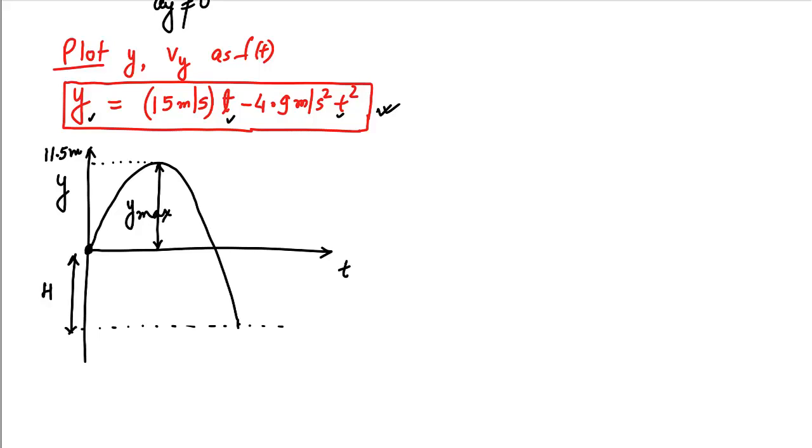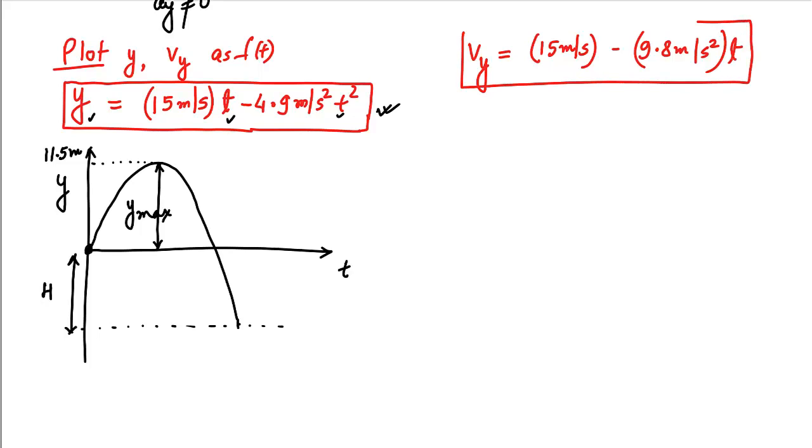Similarly, I can plot velocity as a function of time. So if you remember, Vy is equal to 15 meter per second, this expression we calculated in the first part of the problem, minus 9.8 meter per second square times t. So this was the expression that we calculated in part A. Now can you tell me what this expression is? This is the equation of a straight line. So let us plot this.